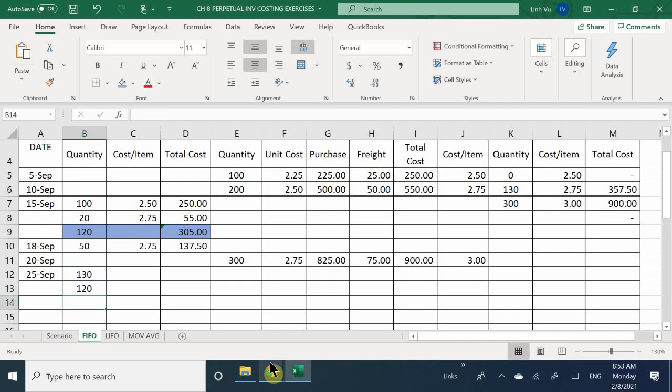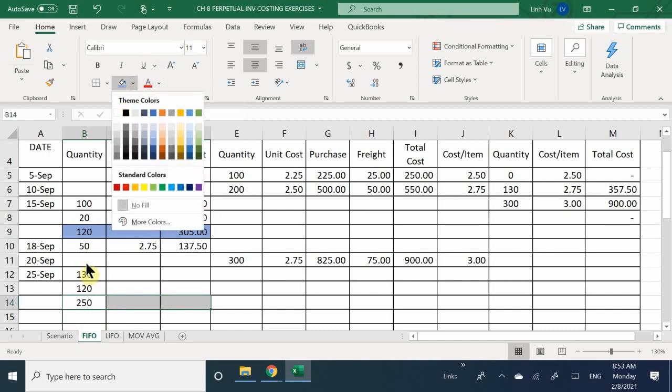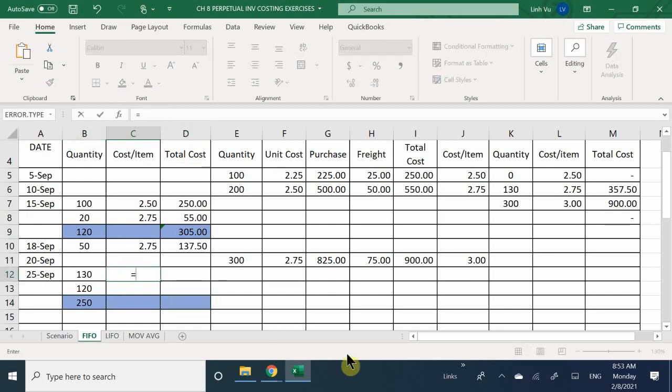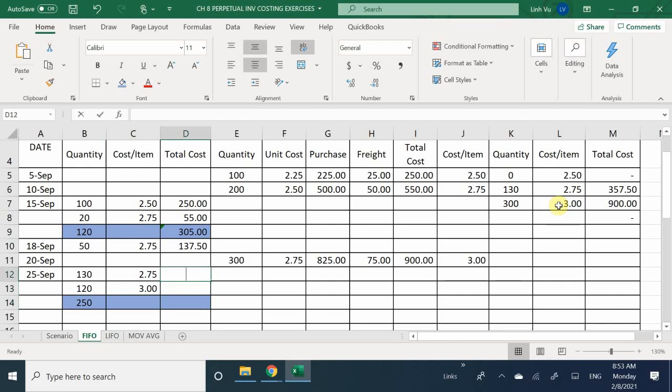120. So again, this is going to be a calculation. So I'm going to highlight this. Okay. So again, as we remembered, we're going to take from the first batch. So we're taking all of it. Okay. So that should be 357.50 because we know we're going to take the whole thing.